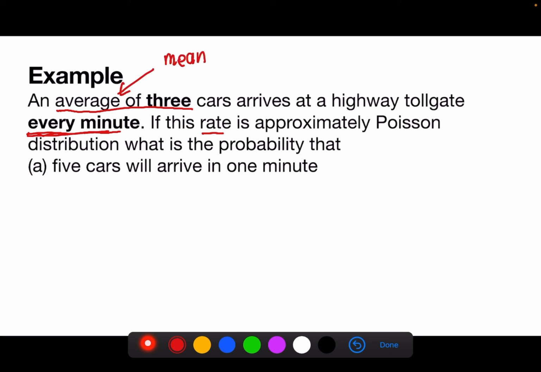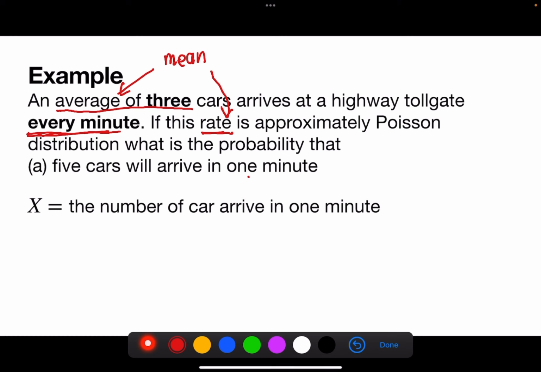Okay, this also means mean, the same meaning. So if you can't find the word mean there, there is a word average and rate. It has the same meaning as mean. What is our random variable? Same as binomial distribution, we need to name our random variables. But for Poisson distribution, the number changes according to the interval. So you need to name it together with your time interval. So our x is the number of cars arrived in 1 minute.